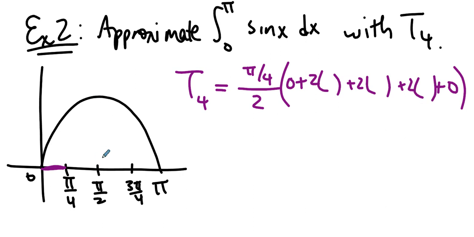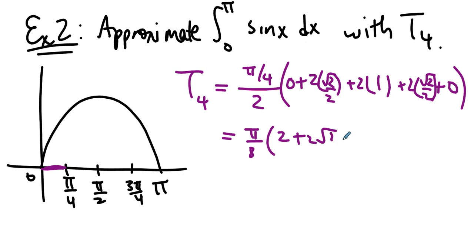The one in the middle is really easy. The sine of pi over 4 is known, and the sine of 3 pi over 4 is the same. And so you crank all that out, and you get pi over 8 times (2 plus 2 radical 2).